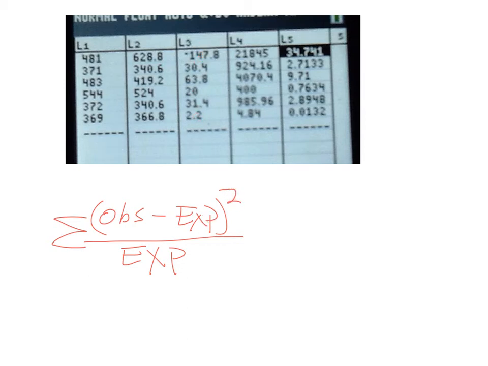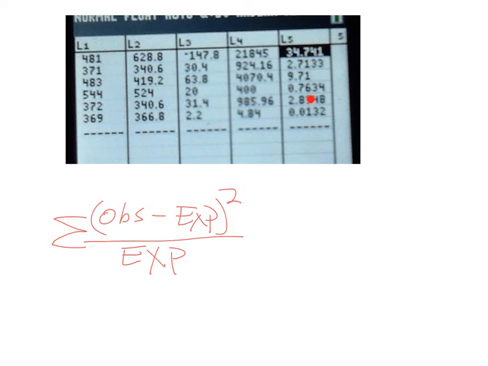Now we're going to square each of those values. So 147.8 times 147.8 is that. 30.4 times 30.4 is that. Why isn't this negative, some of you might ask? Well, remember, when you square a negative, it turns positive. So I've got all those squared residuals here. Now I'm going to divide each of those by what I expected. So this number divided by that expected number is that, and so on and so forth. So this column represents all these numbers.